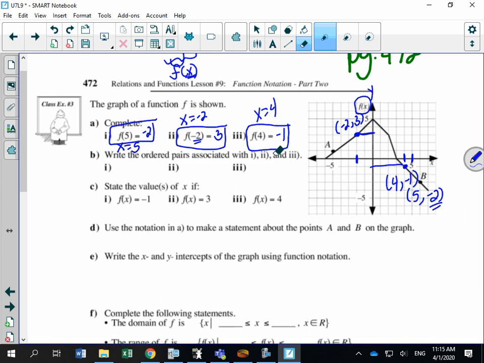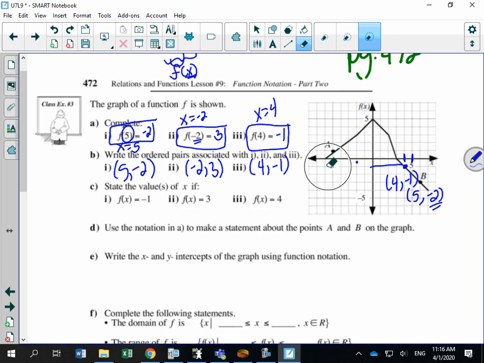Write the ordered pairs associated with 1, 2, and 3, and I actually have the ordered pairs already written. So my ordered pairs would be: the first one, when x is 5, y is -2. Second one, when x is -2, y is 3. Third ordered pair, when x is 4, y is -1. Okay? Now for C, so I'm just going to erase this.